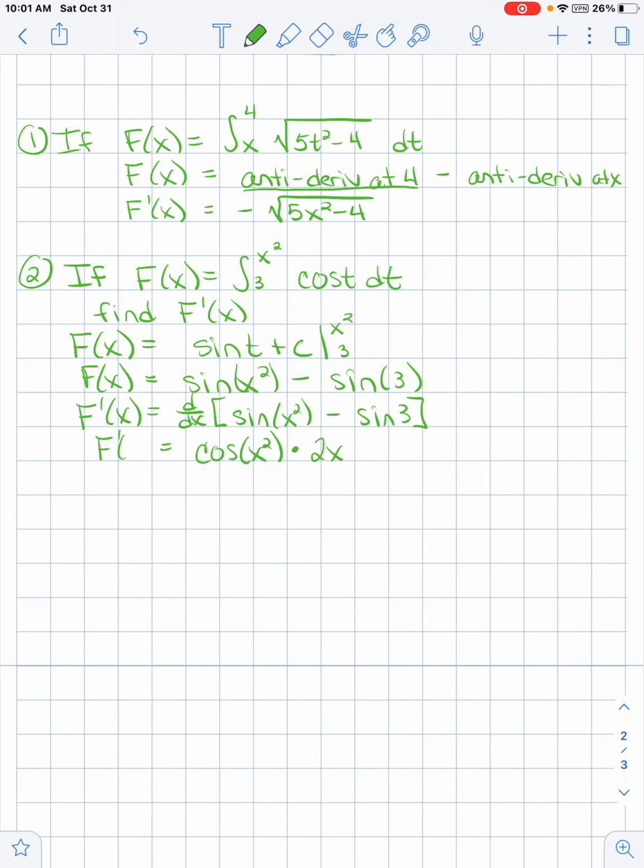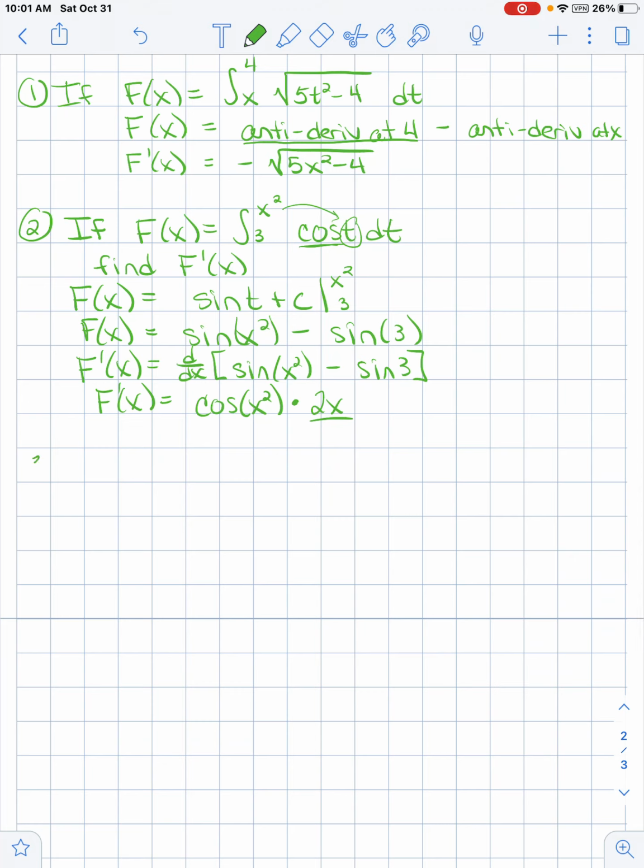So let's look at how this is different than what we've been doing up above. It's still the same function that we started with. It's still the cosine. We still replaced t with x squared. But because of the chain rule, we had to multiply by the derivative of that inner function. We had to multiply by the derivative of what we plugged in for t.